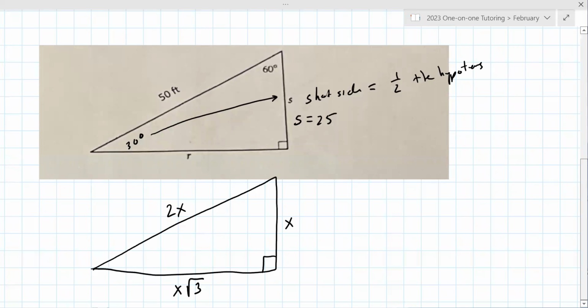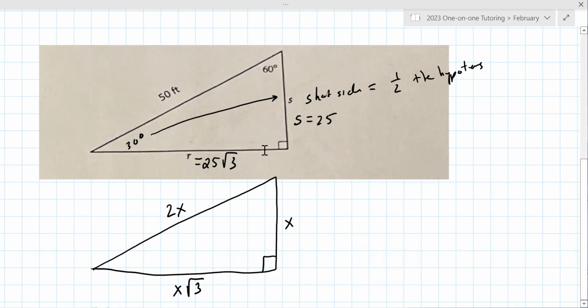Is the square root of 3. Okay, so you have to take the short leg. What is the short leg in your problem? 25. And you have to multiply it by the square root of 3. Okay. Multiply by the square root of 3. Yes. So that's 25 times the square root of 3.